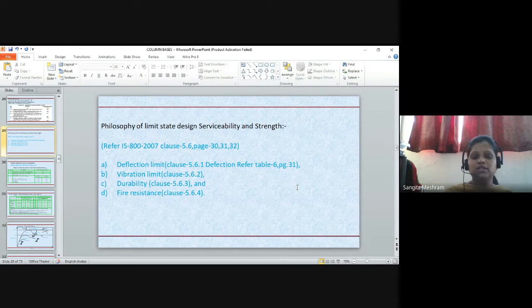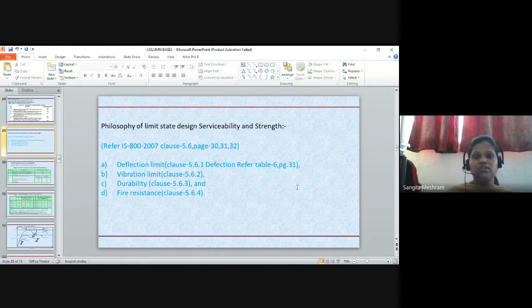That means the structure should have sufficient strength to sustain the loading coming on it during the service life, or during the span of the structure. If you are constructing any structure, it will have some duration or lifespan, so it must have sufficient strength. Then the limit state of serviceability means it will sustain the deflection, vibration, durability and fire resistance.